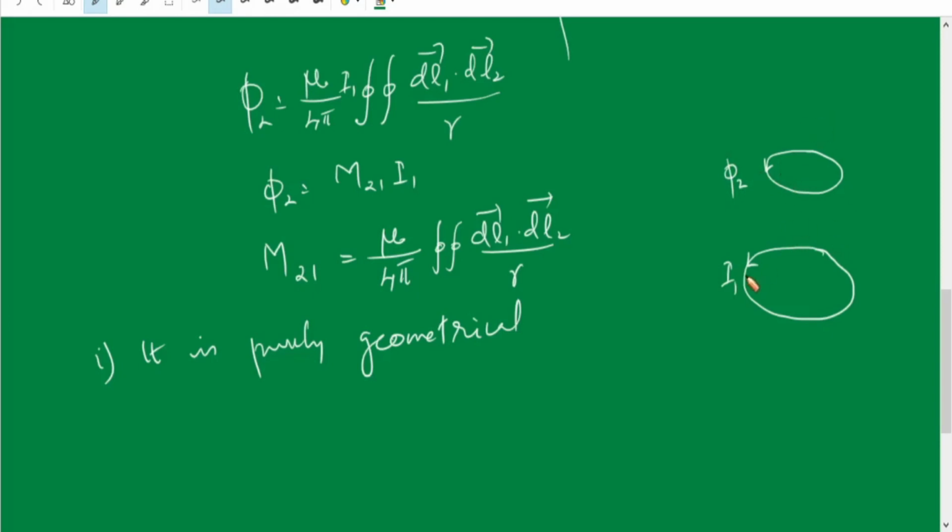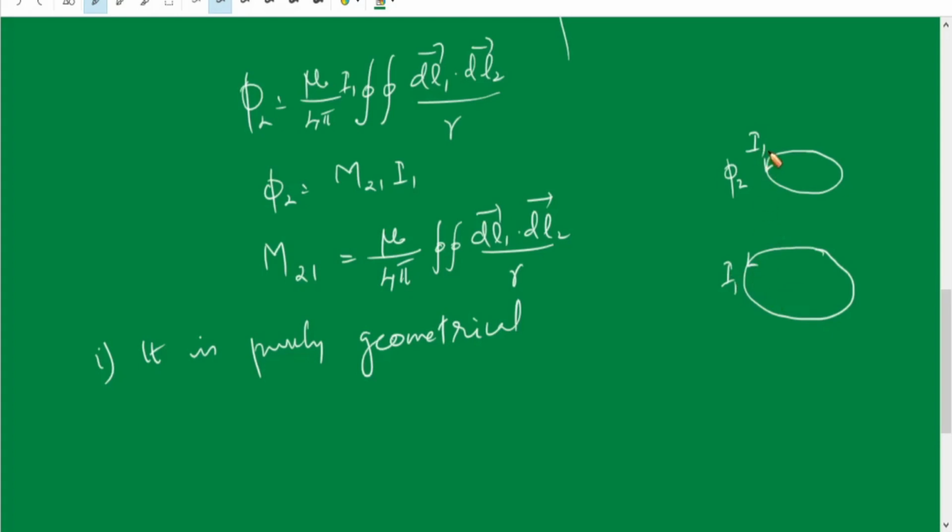So some of the magnetic field lines pass through this loop. So the flux phi 2 is proportional to I1. Okay, so there will be a mutual inductance. Now if we change the roles, now the current is flowing through the second loop, and the current is not flowing through this one.